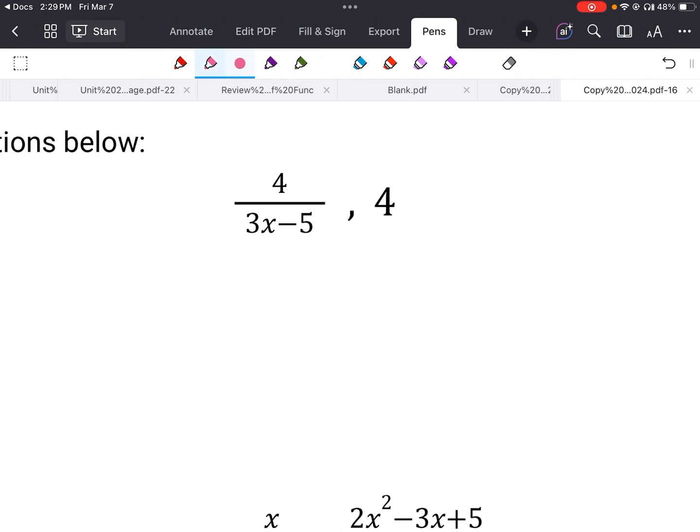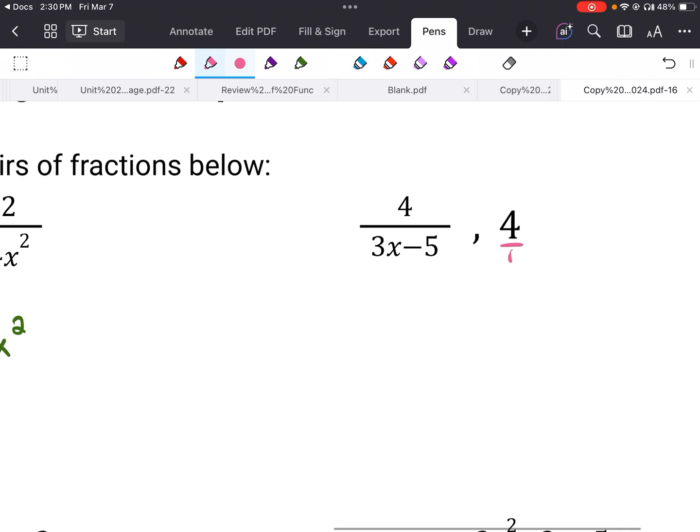Okay, moving on. Now we have a 4 over 1 and a 4 over 3x minus 5. Well, if this fraction is 1, then the common denominator will just be the other denominator, because 1 goes into everything.